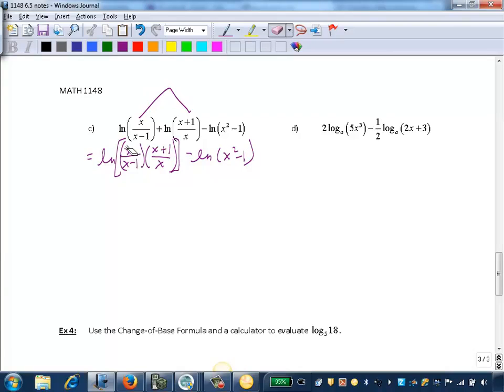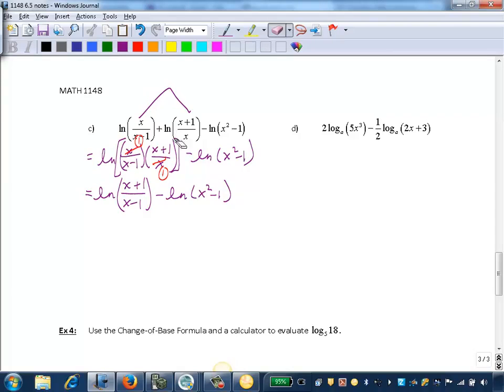So now I want to multiply x over x minus 1 times x plus 1 over x. Well, we can see that those x's are going to divide out, so that makes this a little simpler. So we divide an x into both of these, so we're just left with 1 in the numerator here and the denominator here. So now if we simplify our argument, this becomes the natural log of x plus 1 over x minus 1. And then I'll bring down my natural log x squared minus 1.